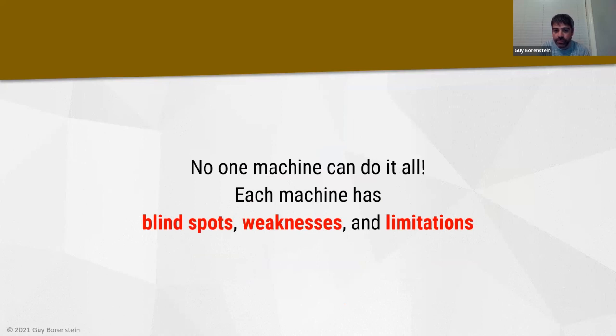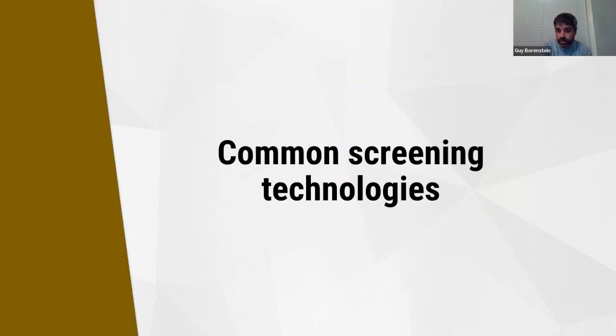Every screener, every machine has blind spots, weaknesses, or limitations, which means that you will need to have at least 2 different techniques when you are testing diamonds. Now let's have a look at these types of screeners that we have in the market. I'm not going to talk about specific models or specific brands. I'm going to talk about the technologies that they're using, because many of them are actually identical and just being sold by different manufacturers.